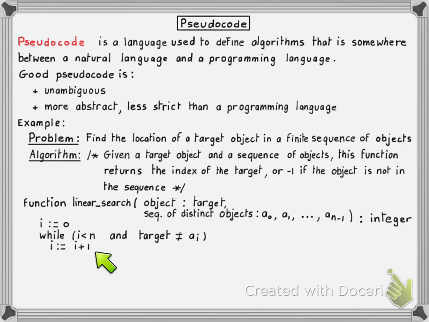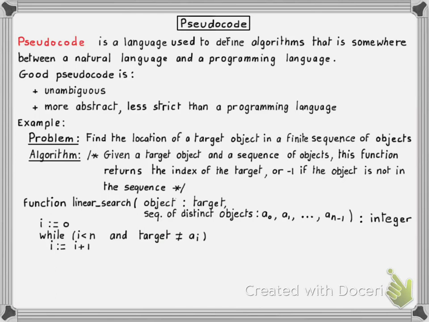So when do we exit the loop? Well, when this condition is false. And there are two possibilities for this condition to be false. Either it's because i is not less than n, in other words, i is equal to n, which means we have reached the end of the sequence without finding the element, or we have found the target and this condition is false. That's the only two possibilities for getting out of the while loop.